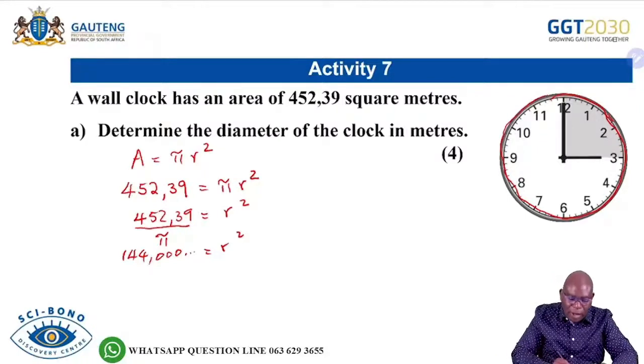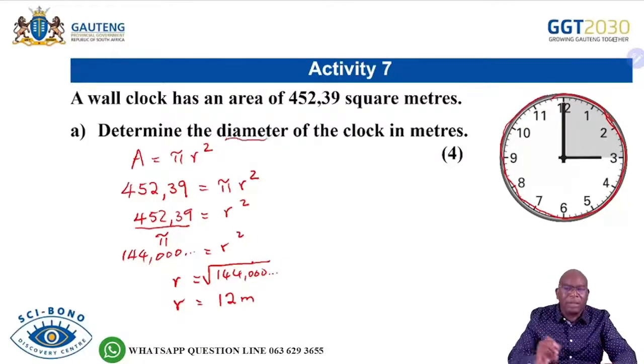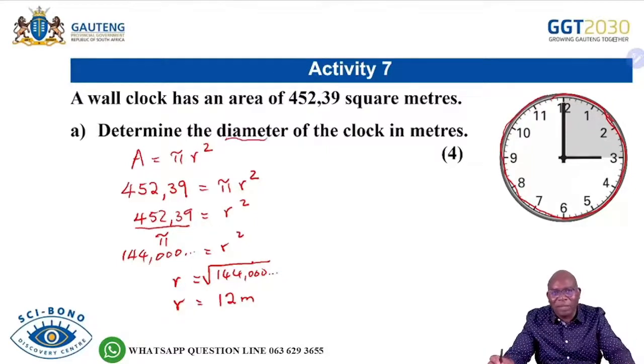So the r will be the square root of that value, which is 144.000. Okay. Then the answer for r will be 12. So remember, it's in meters. Am I done? No, the question needs a diameter. But I've got a radius, which will make that an easier question.